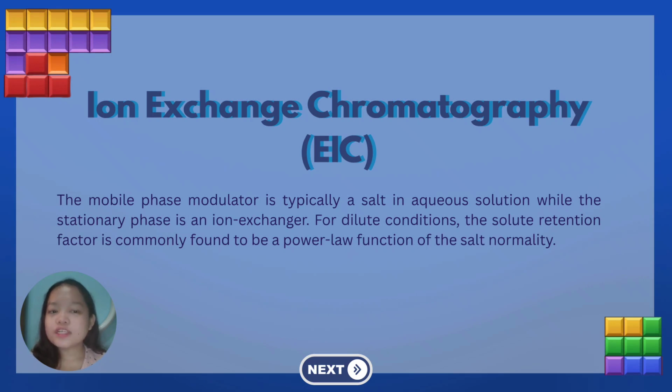The mobile phase is usually an aqueous solution with a salt. The salt concentration affects how solutes interact with the stationary phase. For dilute conditions, the retention of a solute in the column is often a power law function of the salt's normality, meaning the concentration of ions in solution plays a key role.